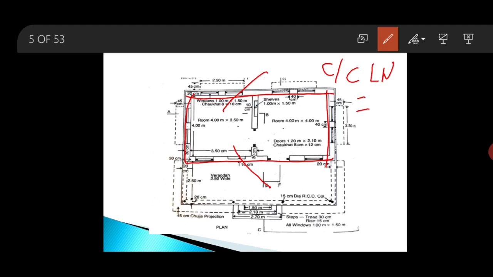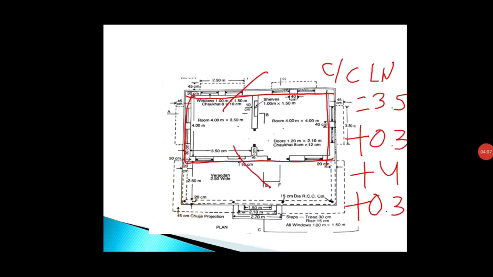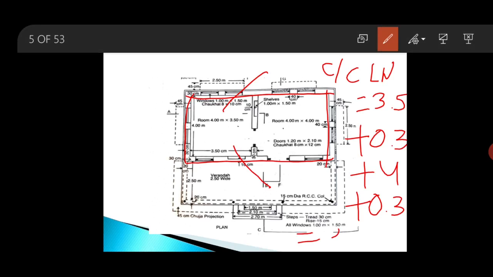Okay, so this will be equal to 3.5 plus 1 wall 0.3 plus 4 then plus 0.3. That means half of the width of the wall on both the sides. That means 1 width of the wall. So this will be equal to 8.10 meter. So this is the center to center length of long wall.